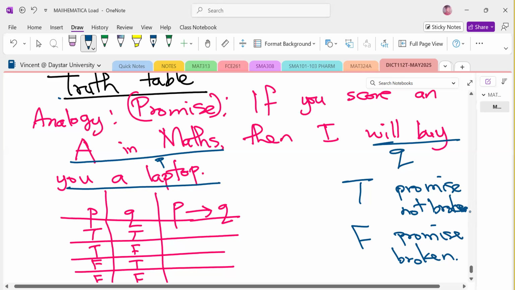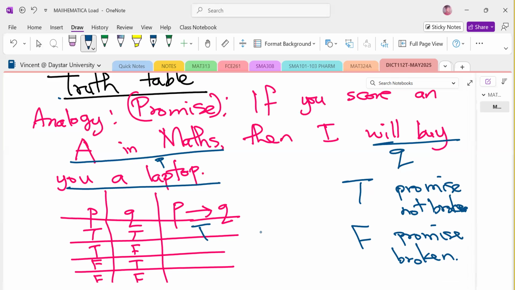So what would be the meaning of the first line? Is there a problem? No. So that's a good case scenario. All of you win. So you put T. Second line means, is there a valid case against the person making the promise? Yeah, so here, the promise has been broken. You have done what they told you to do, and they have not honored their promise. So therefore, we put an F here.